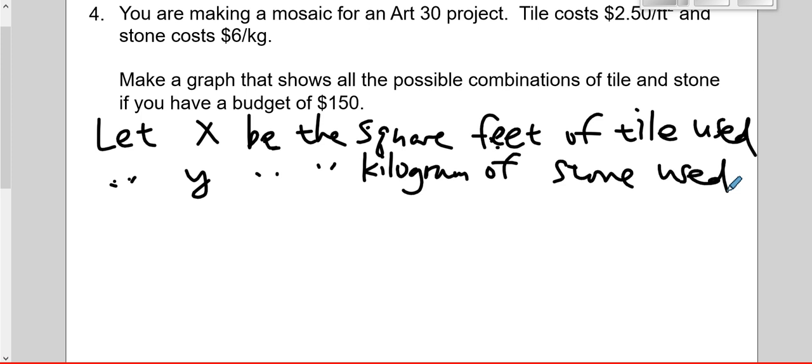Alright, so take a few seconds, think about how you can use the information given in the question and the unknown x and y to help us set up the question. Alright, so let's do this.